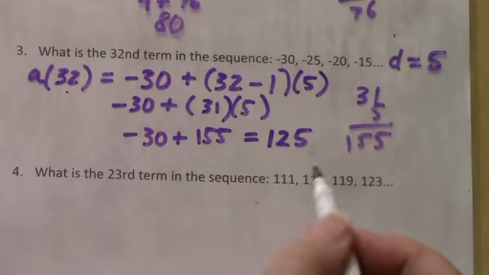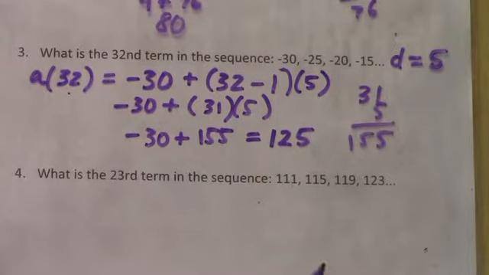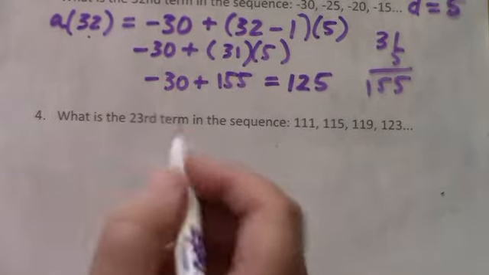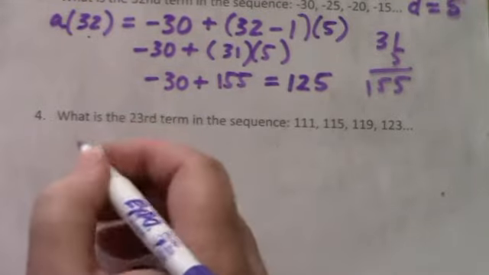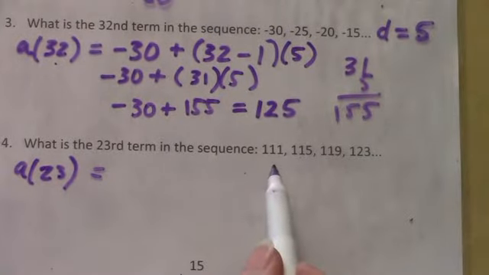All right. Let's pause for a minute and see, why do we want to use a formula when we can just make a big old list of numbers and count the terms? Well, I really don't want to make a list of 32 terms and add 5 to each one to finally get up to 125. So this is why we're using a formula. And this is actually even going to become more clear in our last example, our last practice problem. So let's look at number 4. What is the 23rd term? Okay, well, 23 is a shorter list than 32, but what's our sequence? Oh my goodness, our starting number is 111.